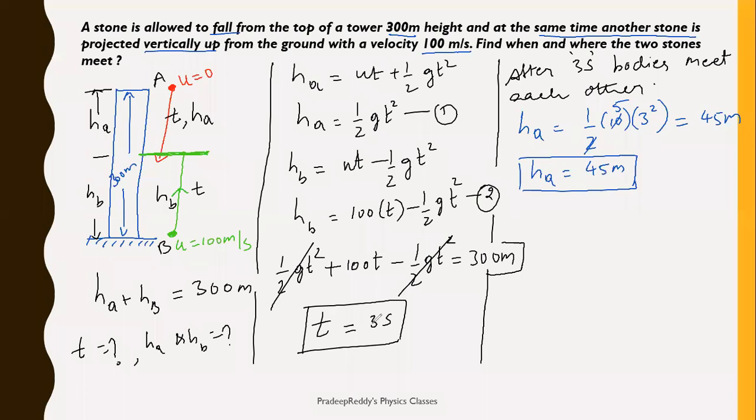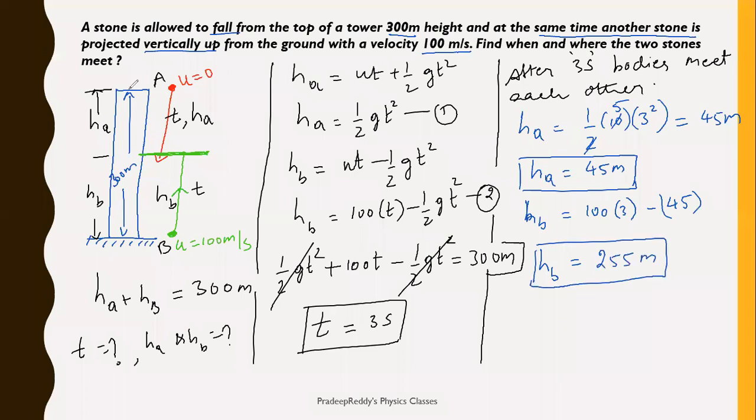You should find hb also. Just substitute: hb is equal to 100 into 3 minus half gt square, which is already calculated as 45. So hb will be equal to 255 meter. So from the top, at 45 meter, they are meeting each other. From the bottom, at a distance of 255 meter, they are meeting each other. So that is how you can solve the problem, and it's a very simple one.